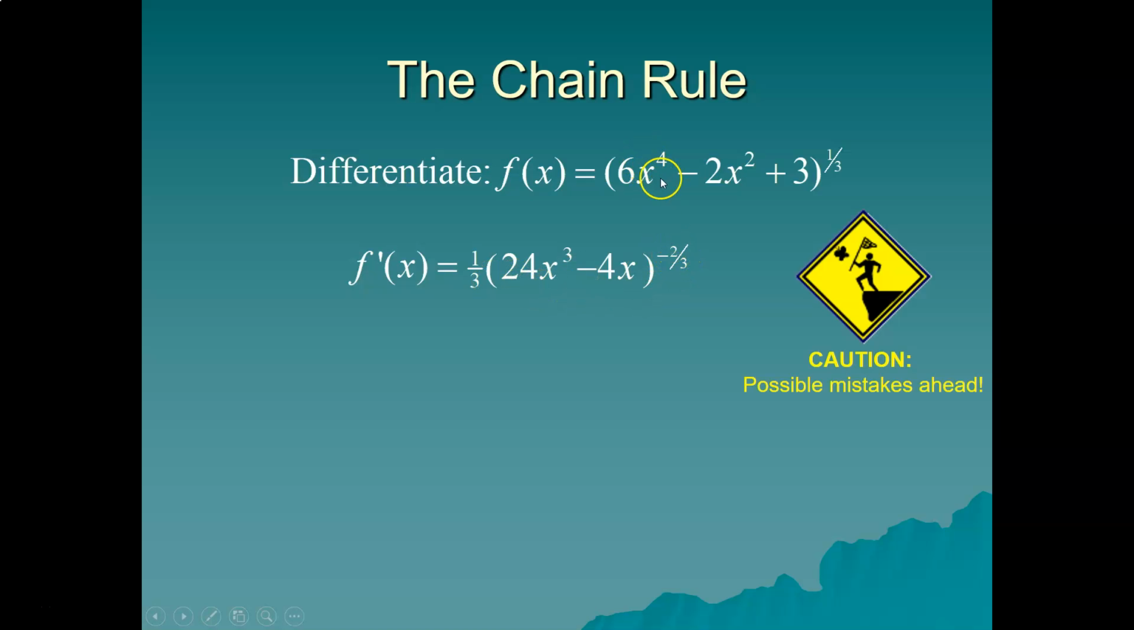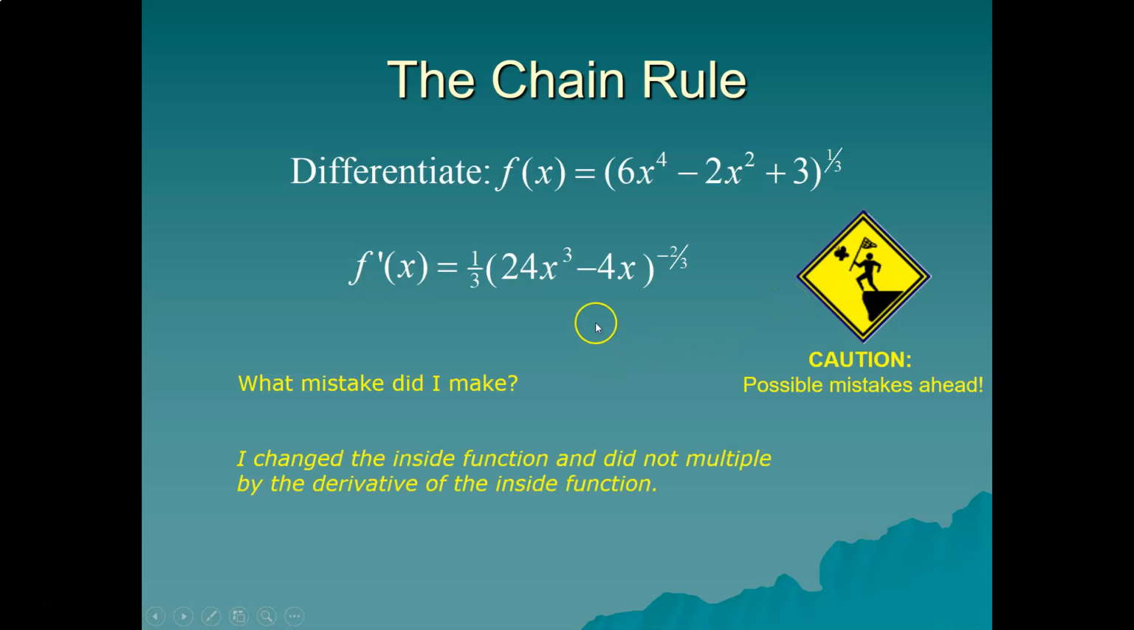Now, if you notice, we took the derivative of the inside and threw it on the inside. What's wrong with that? What was the mistake we made here? Well, remember, you're not supposed to change and put the derivative on the inside. You're supposed to keep the inside the same, right? You have to multiply the derivative of the inside function later.